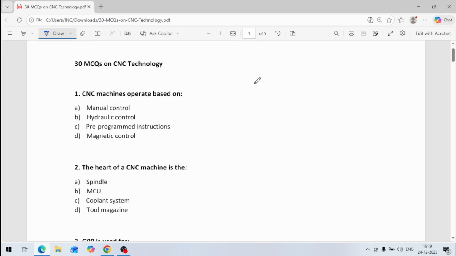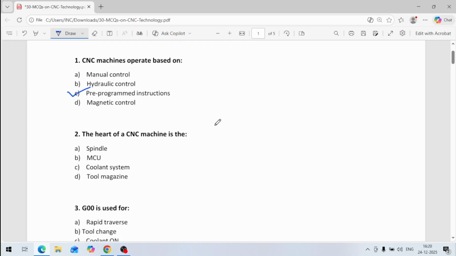The first question is: CNC machines operate based on, and the four options are manual control, hydraulic control, pre-programmed instructions, and magnetic control. So the answer is pre-programmed instructions. CNC machines operate on the basis of pre-programmed instructions.